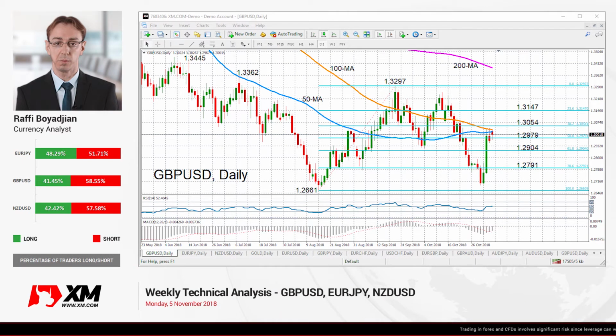I'm Rafat Boyajan, currency analyst at XM.com, and the pairs we're going to be looking at for this week are the pound dollar, the euro yen, and the Kiwi dollar.